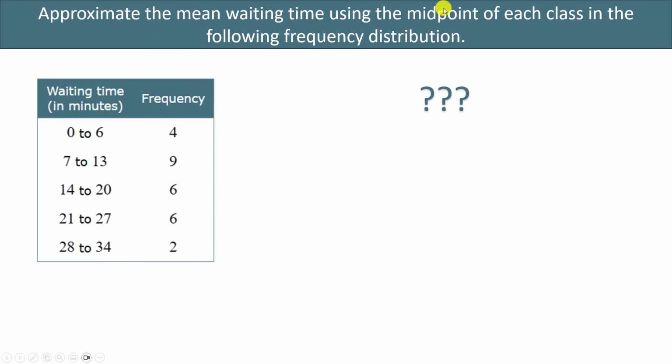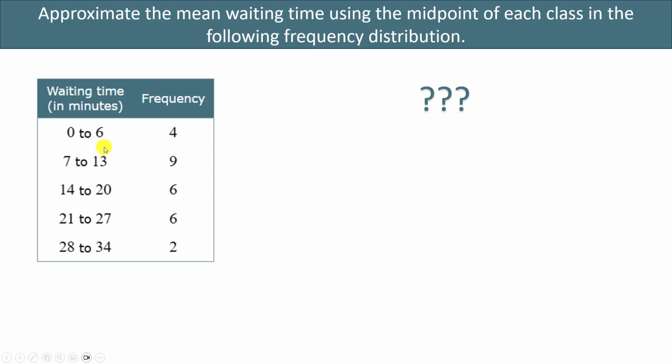Now, when they say use the midpoint, they say, well, we don't actually know exactly how many individuals had each of these different waiting times. We just know that we had 4 individuals that waited anywhere from 0 to 6 minutes, or 9 that waited 7 to 13 minutes, etc., right? So since we don't know exactly what each value is, we can just use the midpoint.